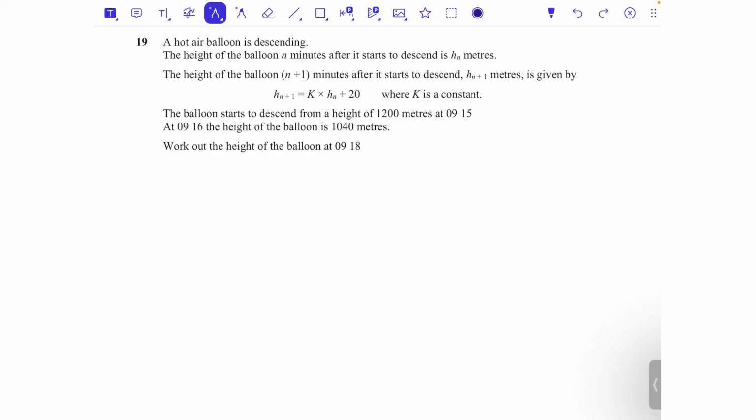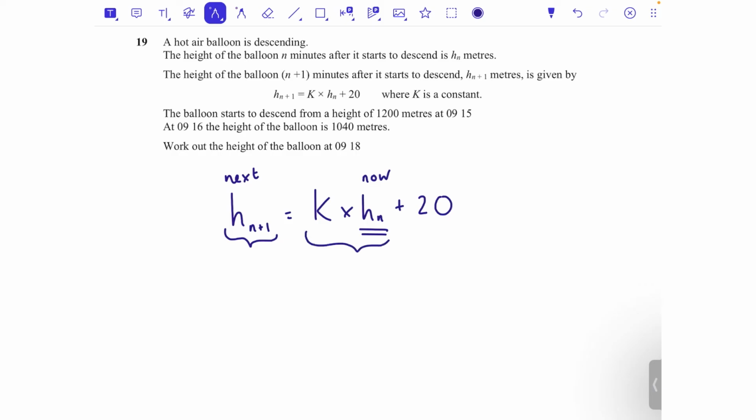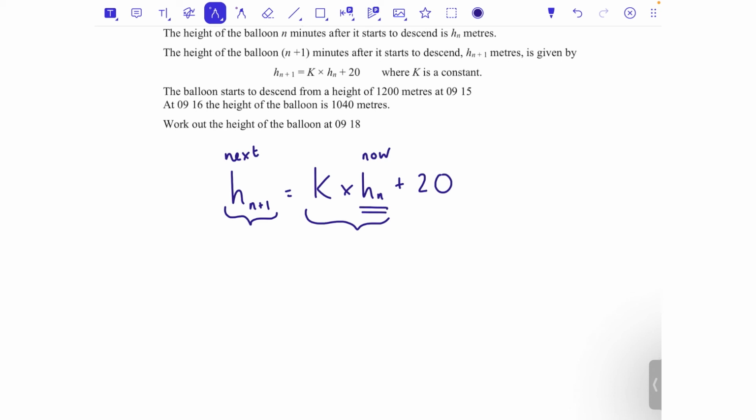The height of the balloon n plus 1 minutes after it starts to descend is given by this. So this is saying h_(n+1) is k times h_n add 20. Now all that means is that to get the height in a minute's time, you need to take the height that it is now, so this is now, and this is the next minute, times it by k, and then add 20. And that's just going to get you the next one, and the next one, and the next one. The balloon starts to descend from a height of 1,200 metres at 9:15. At 9:16, the height of the balloon is 1,040 metres. Work out the height of the balloon at 9:18.